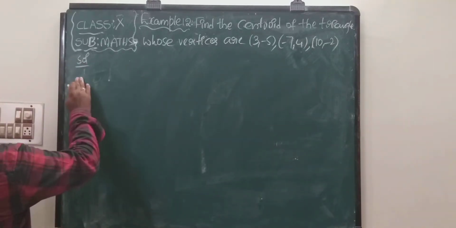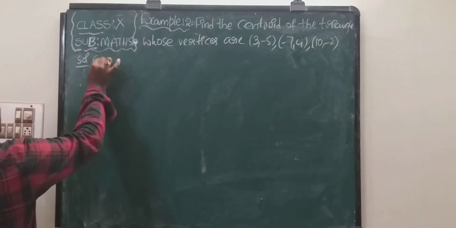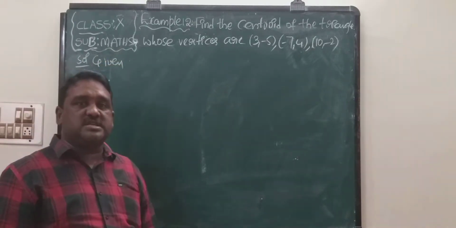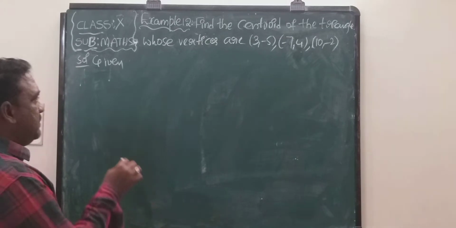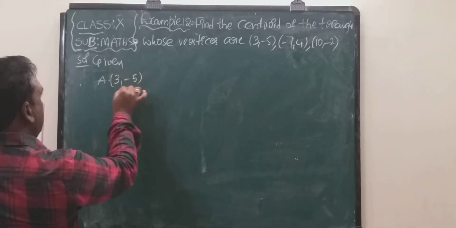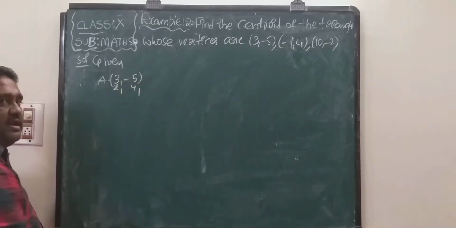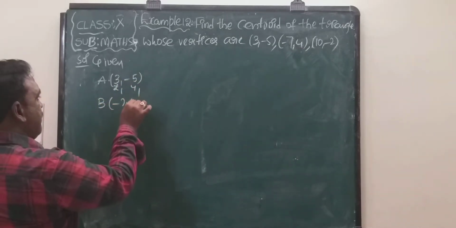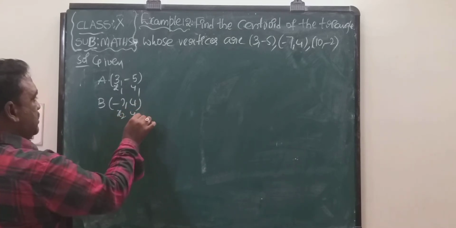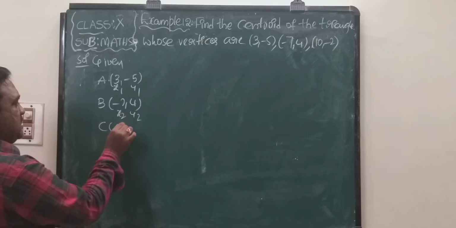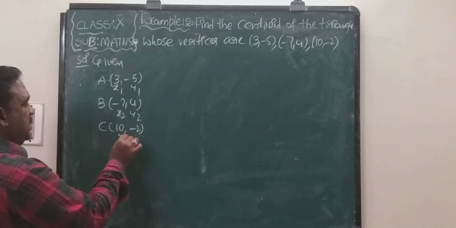So write what is given. Solution: given. Name the first point as A, second point as B, third point as C. First one A (3, -5), let it be x1, y1. Second point B (-7, 4), let it be x2, y2. Third point C (10, -2), let it be x3, y3.